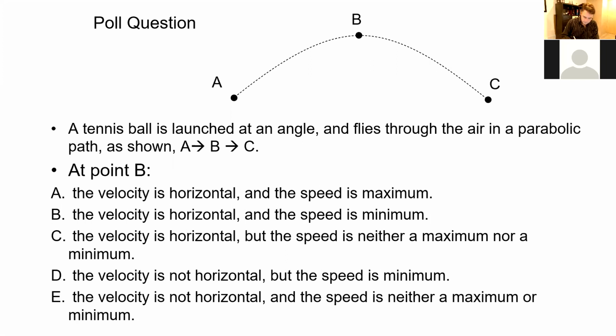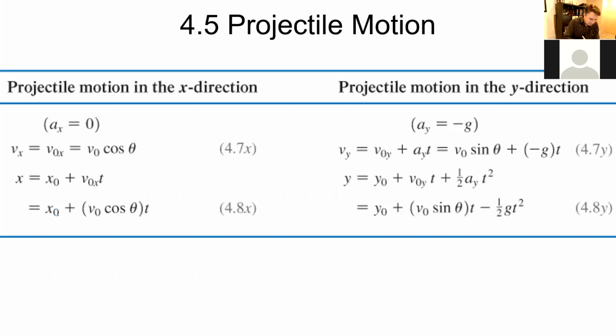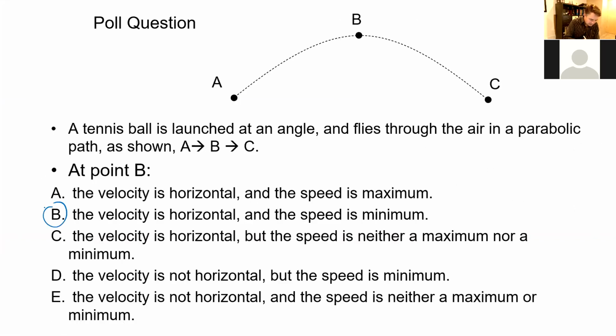So let's end the polling, share the results. 53% of you answered B, that the velocity is horizontal and the speed is minimum. And the other 31% of you, the second most popular choice, is that the velocity is horizontal and the speed is neither a maximum nor a minimum. So what I liked was B.